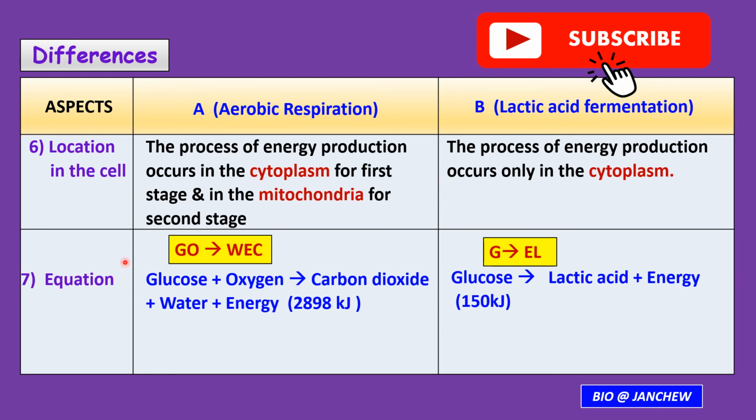Equation. So think of GOAC for aerobic respiration in A. Glucose plus oxygen produces carbon dioxide and water and energy, with the release of 2,898 kilojoules of energy. And then for B, think of GEL. Glucose produces lactic acid plus energy, and energy is 150 kilojoules per mole of glucose.